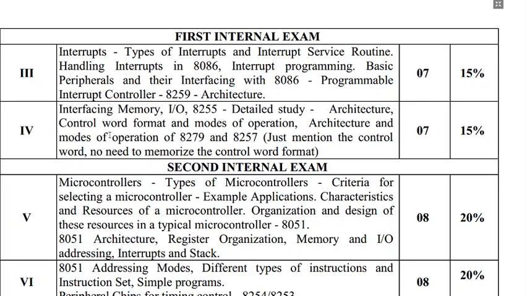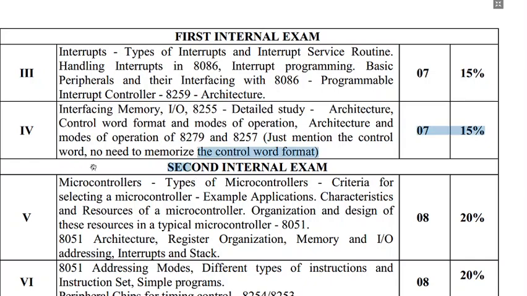Now coming to the fourth module, it is about interfacing other peripherals with 8086. As I told you, 8255 is the programmable peripheral interface, and various types of input output devices can be interfaced through it. Then 8279 is your programmable keyboard display controller, and keyboard and display interfacing will be discussed here. Then 8257 is your DMA controller, which will also be discussed. So that is the fourth module.